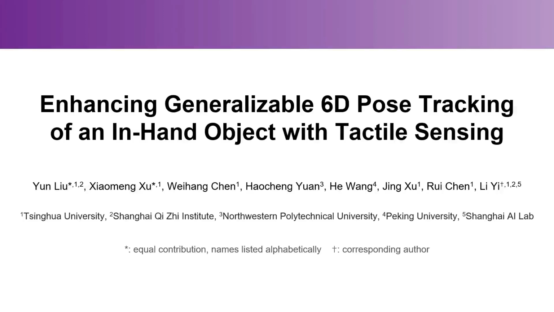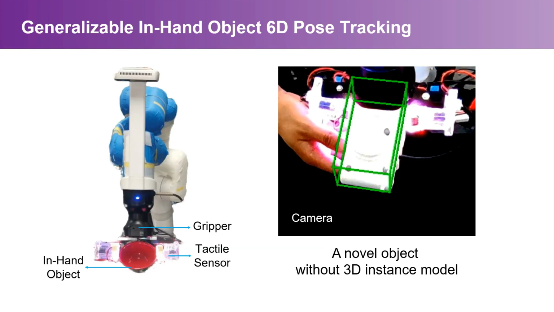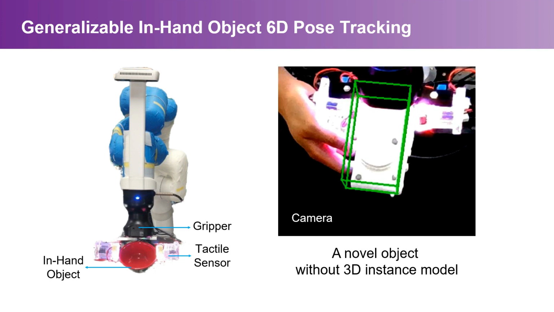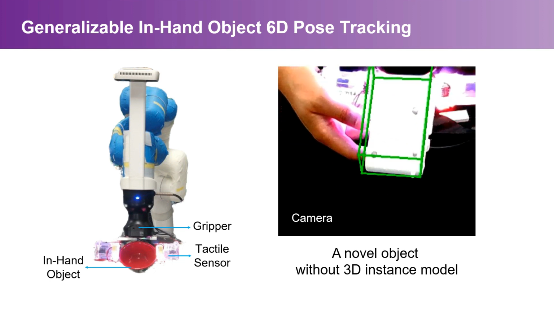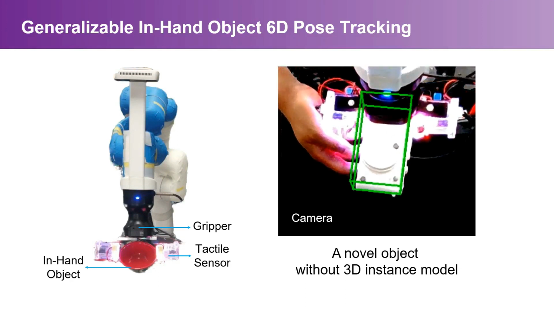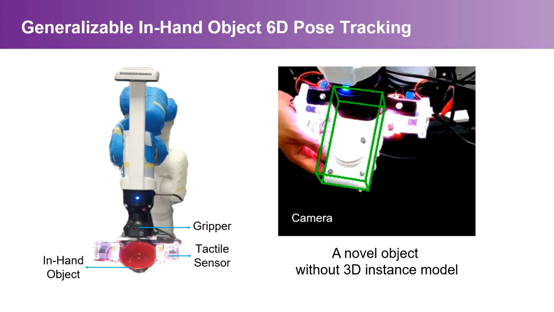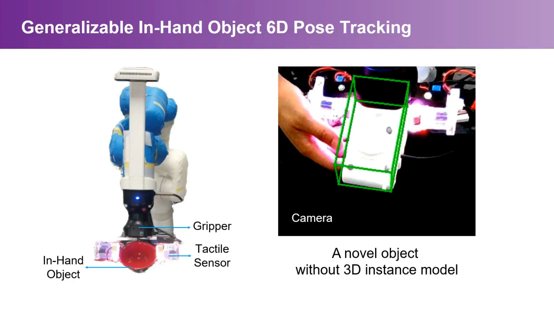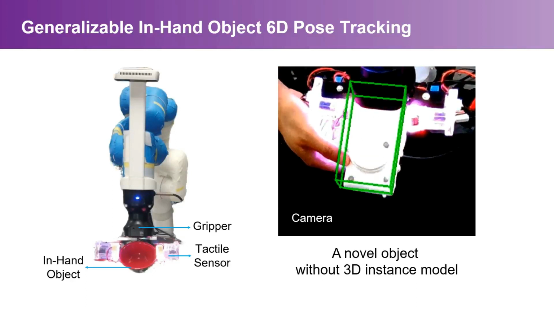We present our work, Enhancing Generalizable 6D Pose Tracking of an In-Hand Object with Tactile Sensing. We track the 6D poses of an object held and manipulated by the robot hand, which can be visualized as 3D bounding boxes. We focus on a generalizable 6D pose tracking setup, where the object to be tracked is a novel one without a 3D instance model given.